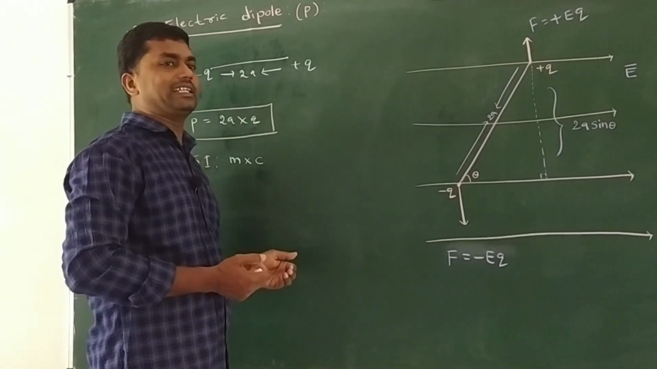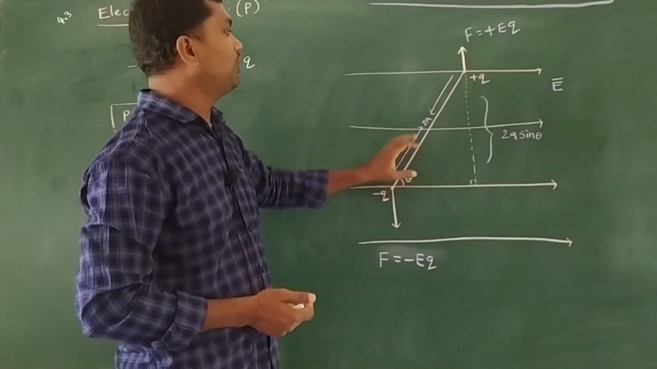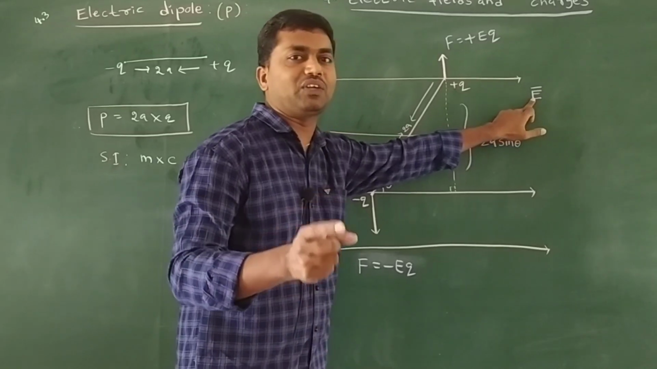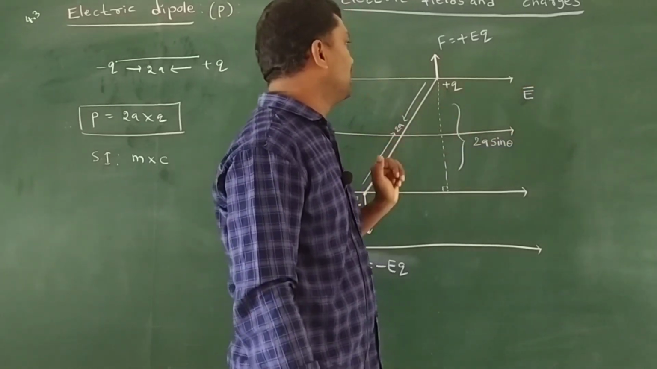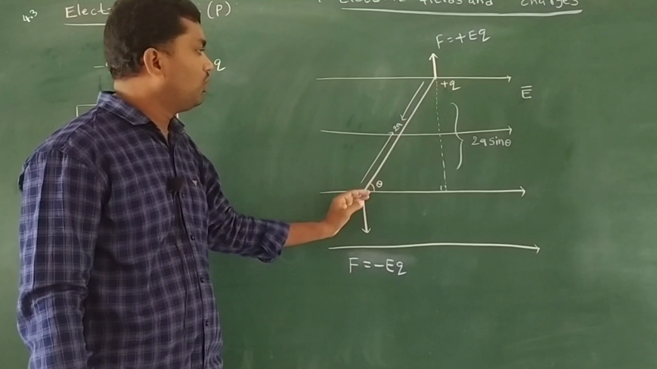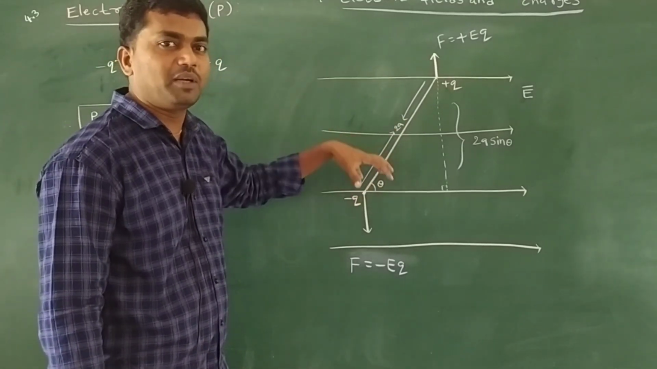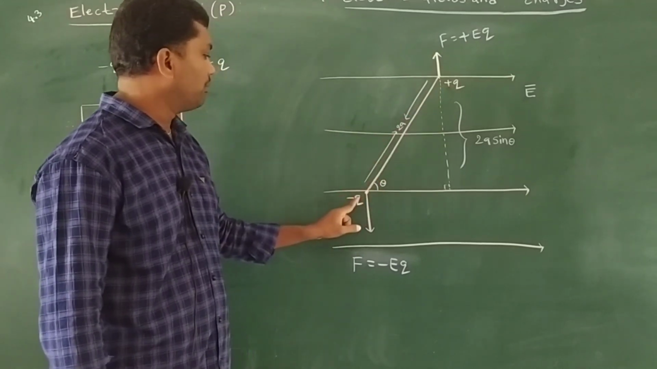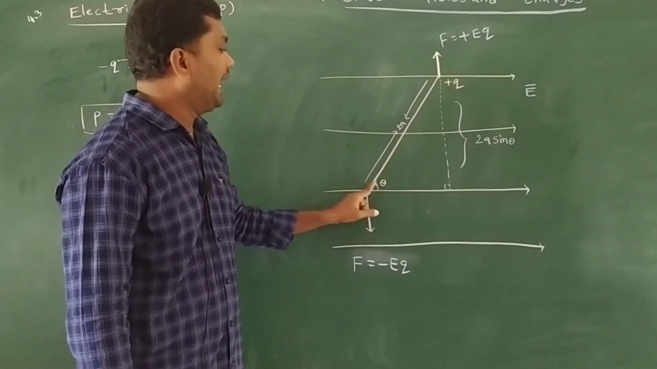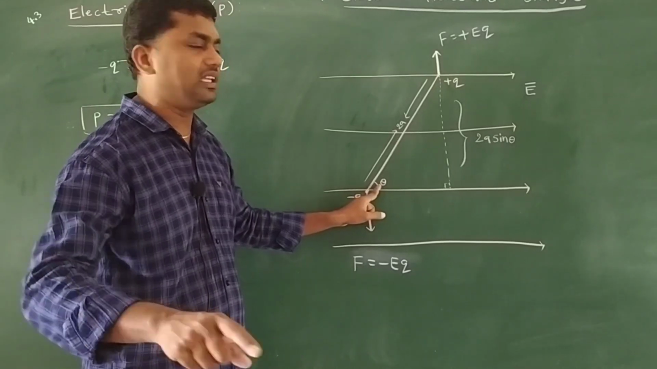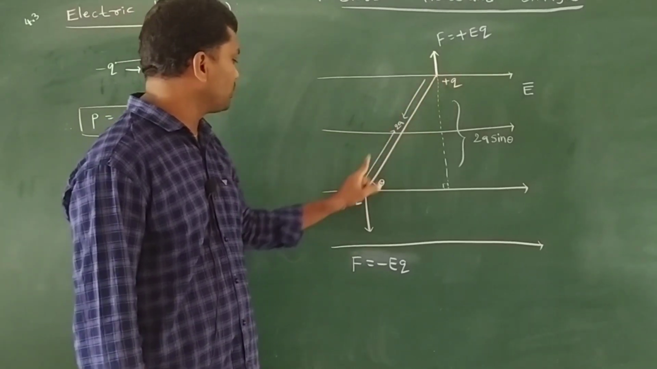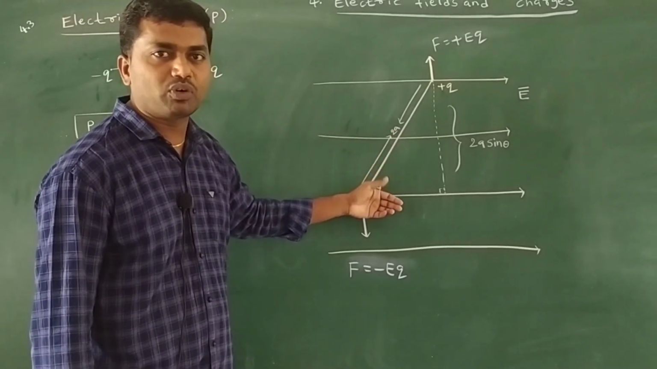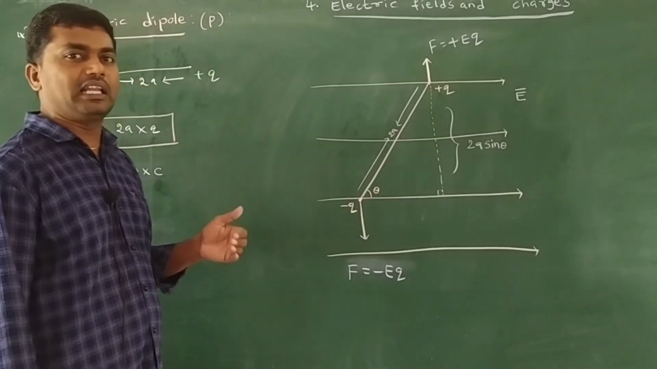Next, let us take an electric dipole and place it in a uniform electric field. The electric field is indicated by E bar. The electric dipole is suspended in the electric field, with plus q charge and minus q charge, and the angle made with the electric field is theta. The distance between the two charges is 2a.